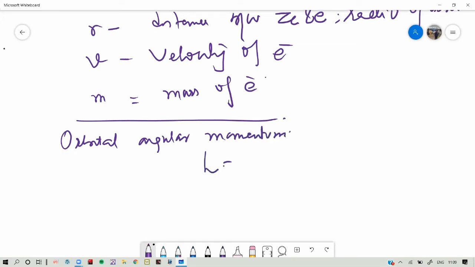What is that equal to? L equals mvr. And according to Bohr's second postulate, that is equal to nh by 2π, where h is Planck's constant. And n is a positive integer, 1, 2, 3, and it's called the principal quantum number. This is where the principal quantum number n comes from.